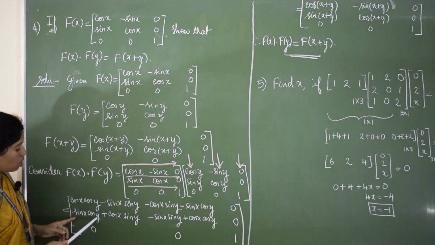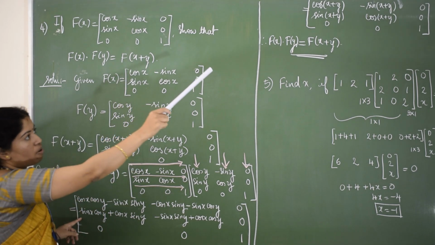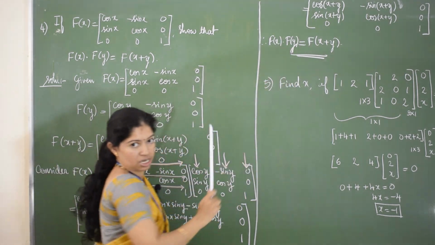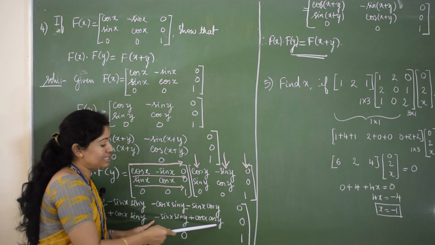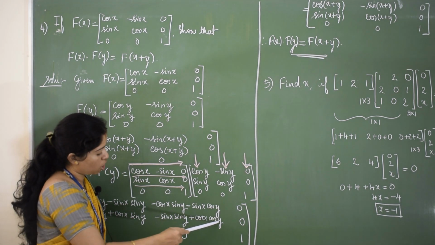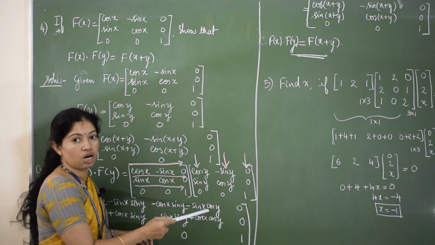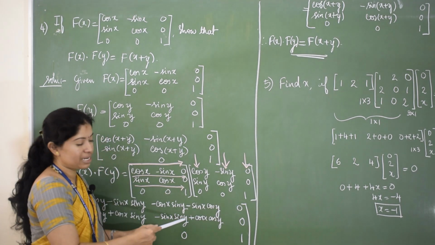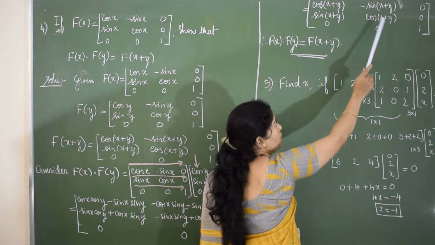Next, sin x cos y plus cos x sin y. This is the formula for what? Sin of x plus y. Just now we saw. Next you have minus sin x sin y plus cos x cos y. If we interchange these two, cos x cos y minus sin x sin y. This is the formula for what? Cos x cos y minus sin x sin y is the formula for cos of x plus y.